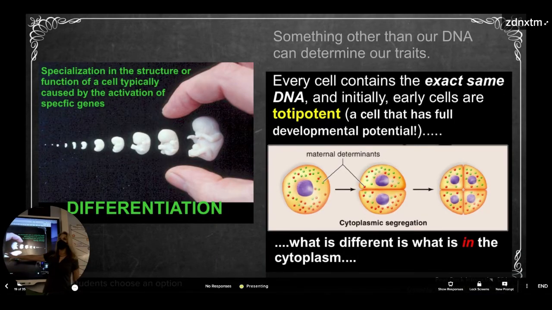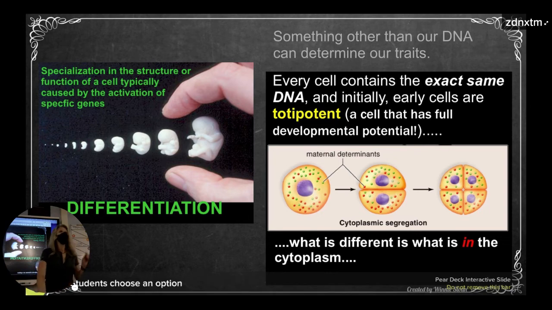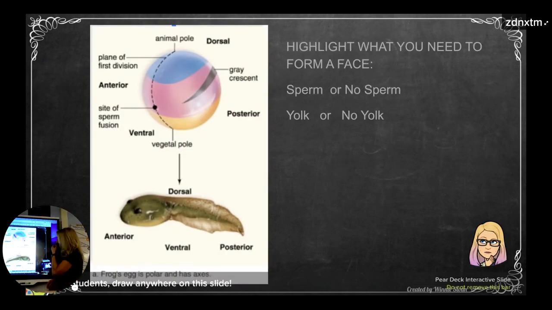Differentiation is that specialization. We know every cell contains the exact same DNA, yet all of our cells are so different and specialized. And that's because what's in the cytoplasm is different from the cleavage, cleavage, cleavage. When we were doing that, different ratios of chemicals were in each one of those, which sent them down different developmental pathways. So we know a couple things right off the bat.